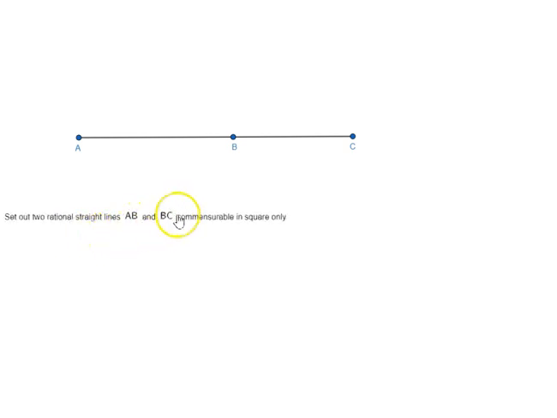Set out two rational straight lines AB and BC commensurable in square only, such that the square on AB is greater than the square on BC by the square on a straight line incommensurable with AB. Bisect BC at D. So we have to bisect BC. So D is the midpoint.